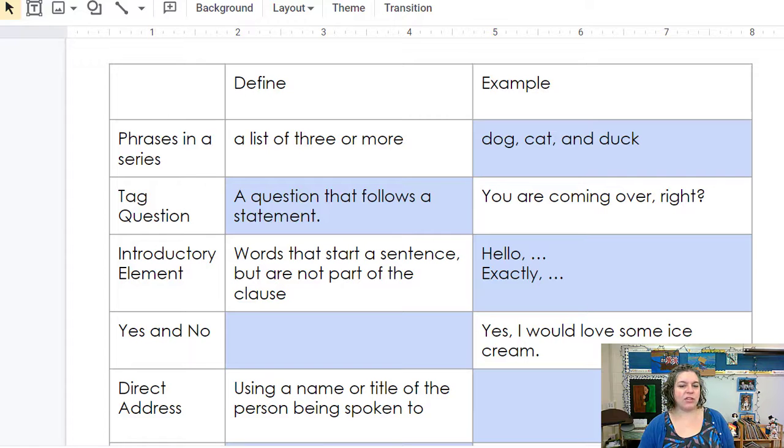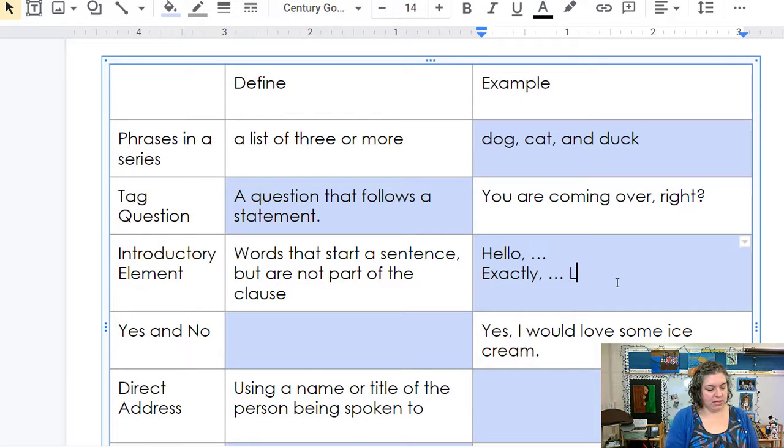Next, let's look at an introductory element. So these are words that start a sentence but are not part of the clause. So when you're starting, if you say hello, there'd be a comma after it and then the rest of your sentence. Exactly, comma, rest of your sentence. So it's when you have a phrase, and this could be more than one word, and it could be even something like, last week, comma, and then telling what happened last week.